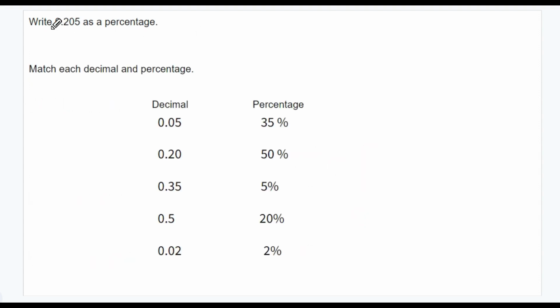Look at this question now. Write 0.205 as a percentage. We have 0.205. Now you tell me, what should I do? Should I multiply by 100 or should I divide by 100? I need to give it a percentage.